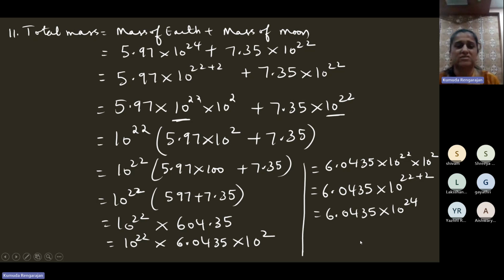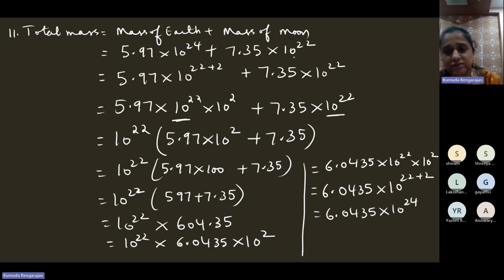See, there's a procedure. It's not that I'm just working as my mind says. There's a procedure. First, you need to take out something common, that 10 is raised to different powers, right? Now 10 is raised to the power 22 and 24. The smaller of these two is 22. So you can write 24 as 22 plus 2.